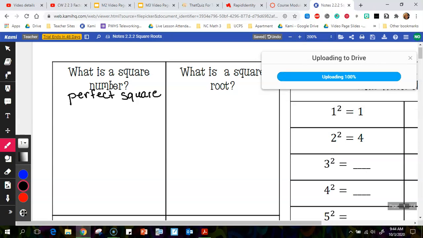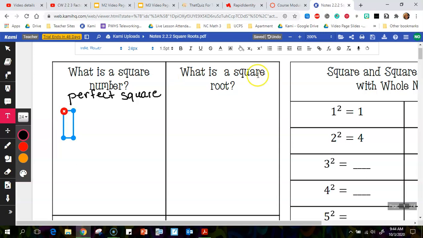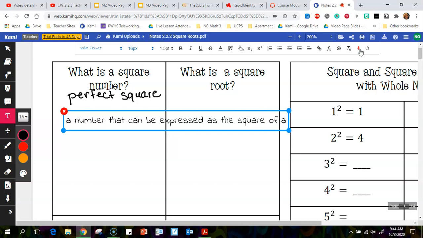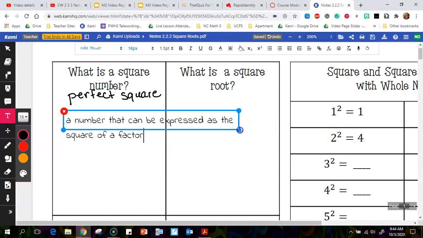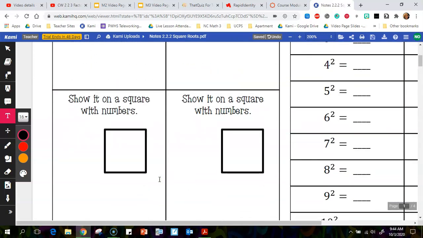So let's go ahead and do a definition with a text box. Oh, got that really big. Let's see. Bring that down a little bit. A number that can be expressed as the square of a factor. Okay. Let's talk about what that means. We're going to go down here.